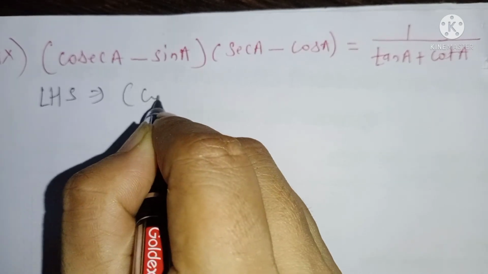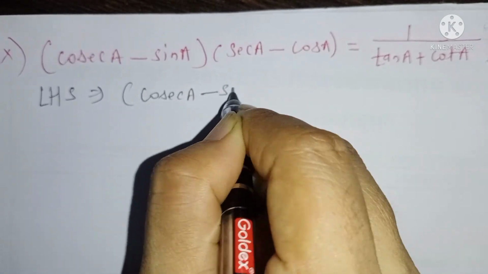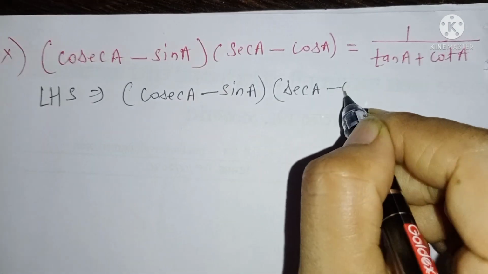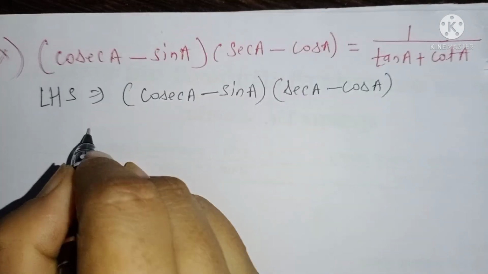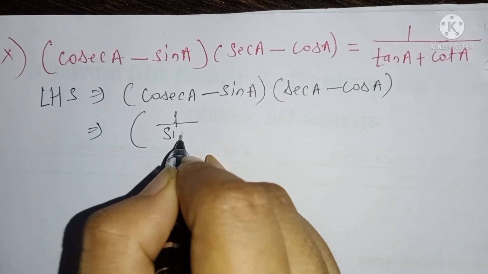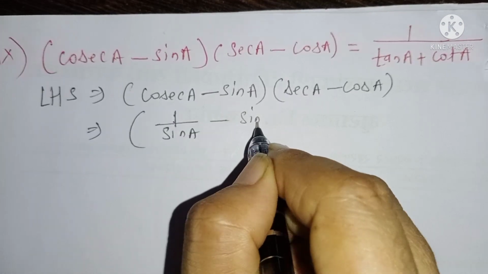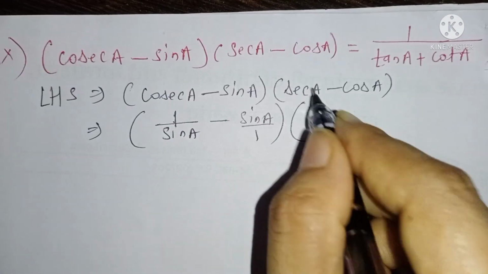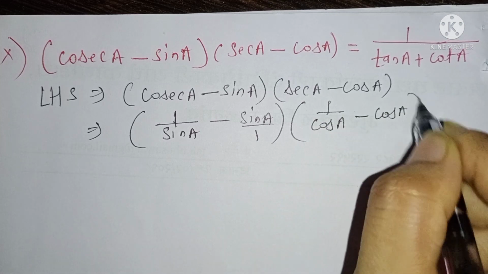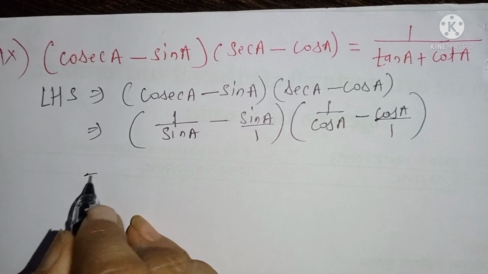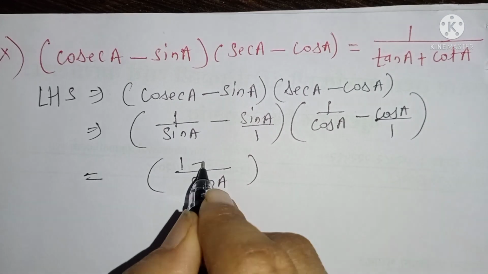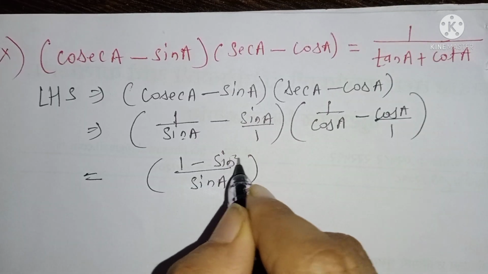In LHS we have (cosec a - sin a) in one bracket. In another bracket we have (sec a - cos a). See, cosec a we can replace by 1 upon sin a, isn't it? This is minus sin a, keep as it is, upon 1. Sec a can be replaced by 1 upon cos a, minus cos a, bracket close, upon 1. Now take the LCM. Here the LCM will be sin a. So 1 minus... ones are 1 and sin into sin is sin² a.